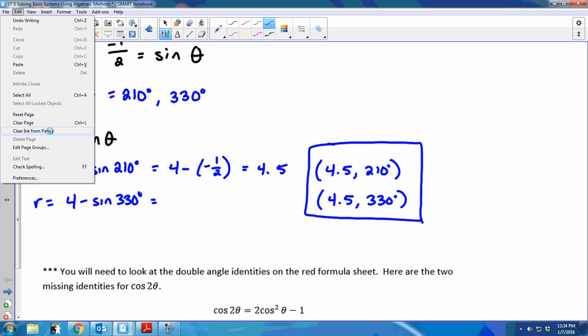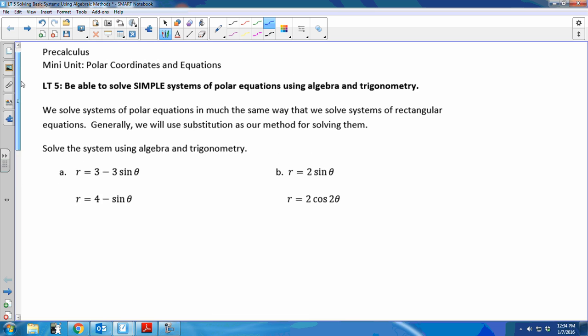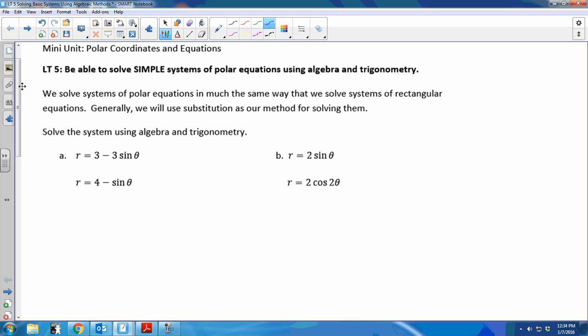Okay. All right, then the other one involves just a little more effort. A little bit, but still. So again, r equals and r equals, so they're both equal to each other. So we have 2 sine theta equals 2 cosine 2 theta. I can divide the 2 out. That's nice.